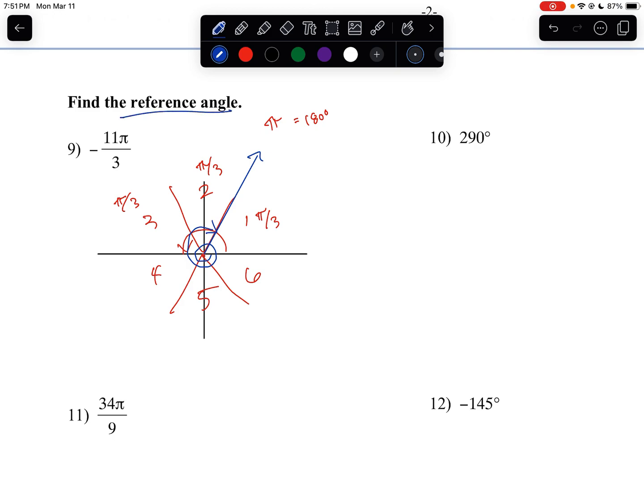The reference angle is going to be this angle right here. The reference angle is always to the closest x-axis. So that would be this angle, and look, it's pi thirds. So this denotes the reference angle. That's going to be pi thirds.